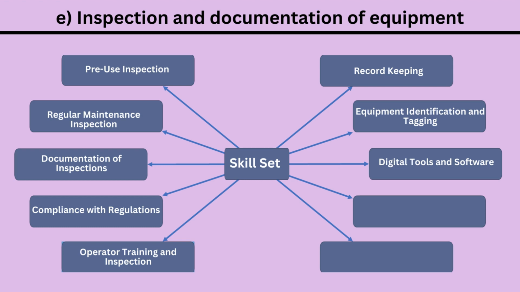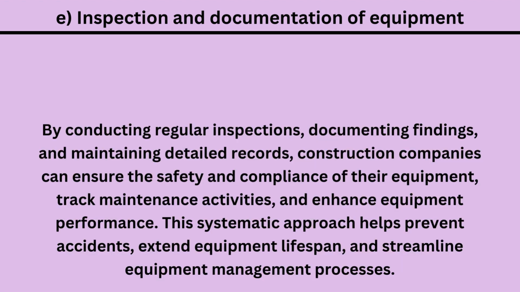Record keeping. 7. Equipment identification and tagging. 8. Digital tools and software. By conducting regular inspections, documenting findings, and maintaining detailed records, construction companies can ensure the safety and compliance of their equipment, track maintenance activities, and enhance equipment performance. This systematic approach helps prevent accidents, extend equipment lifespan, and streamline equipment management processes.